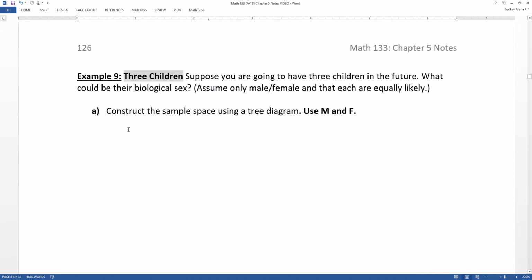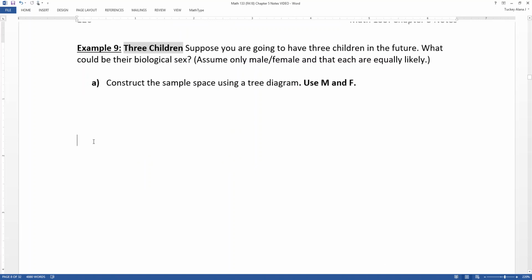So we're going to have three, and this particular one, we're going to do, again, three biological sexes of children. But again, it could work for three true false questions. It could work for three right and wrong questions. It could work for three coin tosses. I mean, the theory still works no matter how you're doing it.